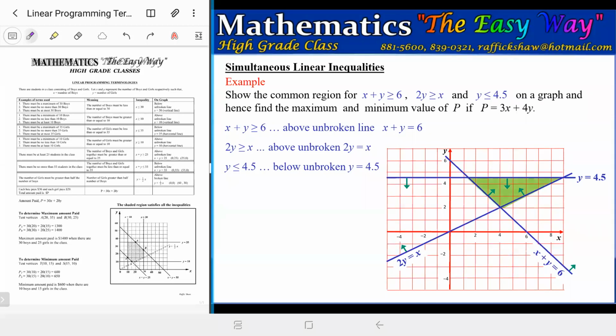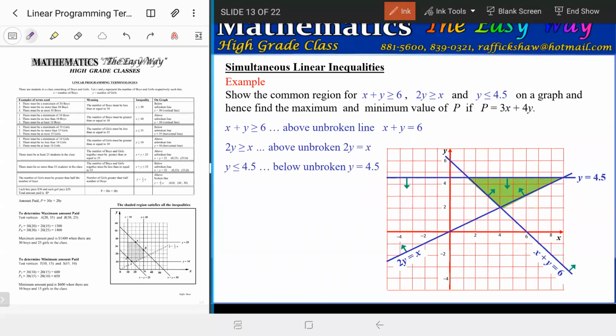What we're basically saying now is that all the points in this region, all of them, even the ones in the middle here, satisfy these three inequalities at the same time. So all points in that common region are valid under those three inequalities. Those points are your valid points.